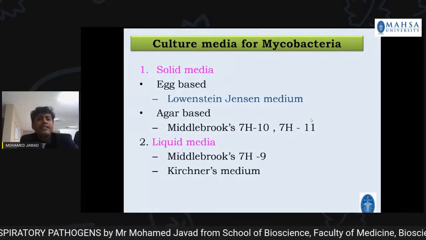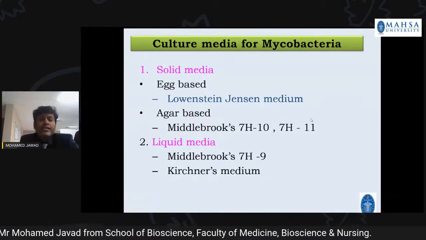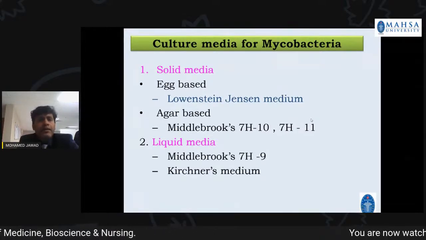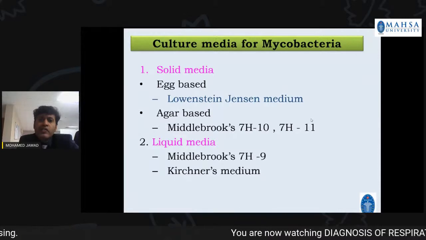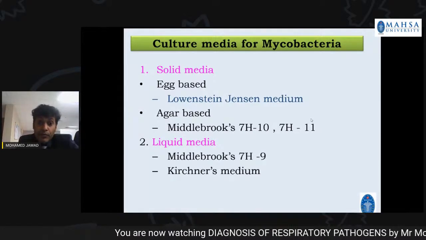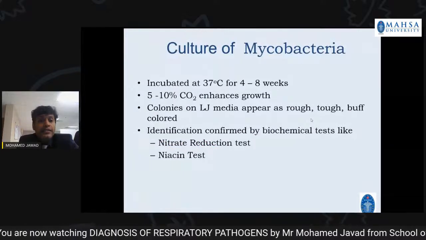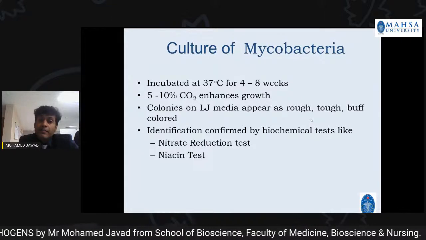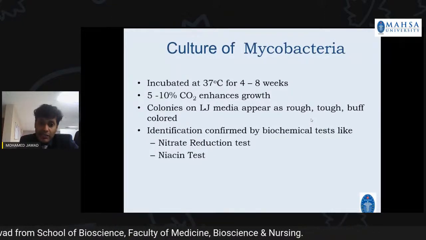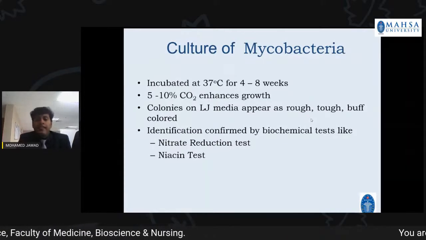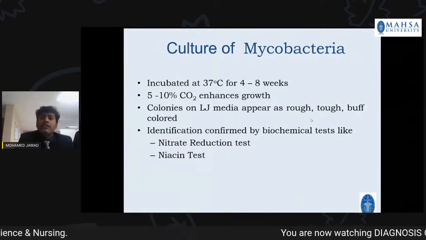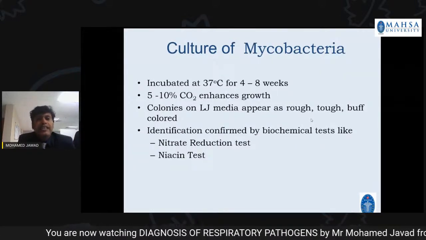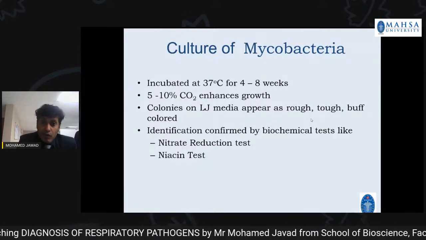Then there are other media, such as solid media and liquid media, LJ medium, agar based media, and Middlebrook medium. But what is the problem with the culture of mycobacteria? These are all slow growers, very slow growers. It takes time to produce colonies, and we have to incubate at 37 degrees for four to eight weeks. Carbon dioxide enhances the growth. The colony on LJ media, a special media for TB, is rough, tough, buff colored. It can be identified by the nitrate reduction and the niacin test. You can identify tuberculosis.